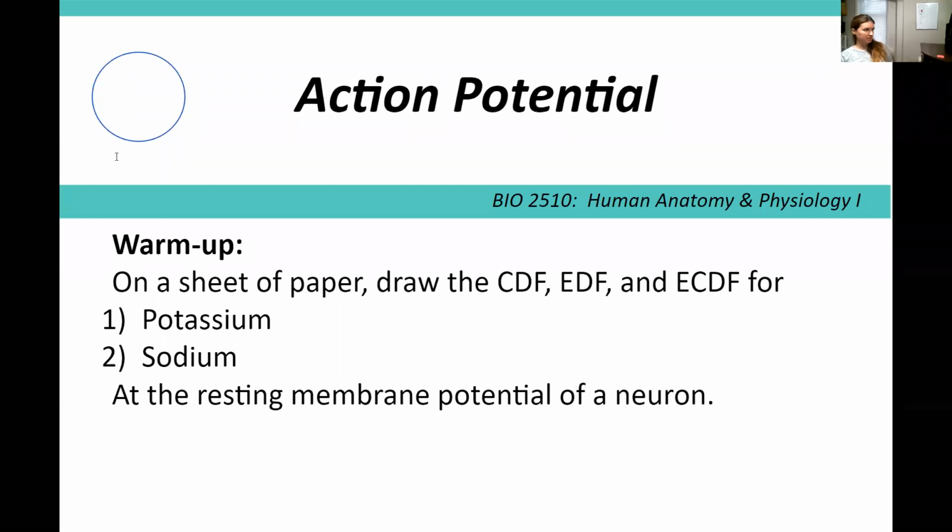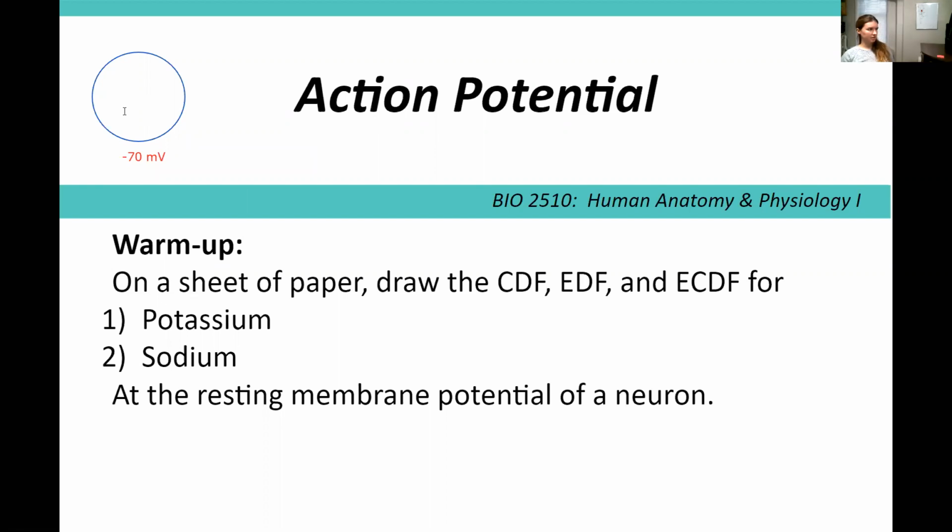We've got our resting membrane potential, -70 millivolts, which is key for remembering what's happening with our electrical forces. Okay. So then as we think about potassium and sodium individually, we're going to want to remember their gradients.